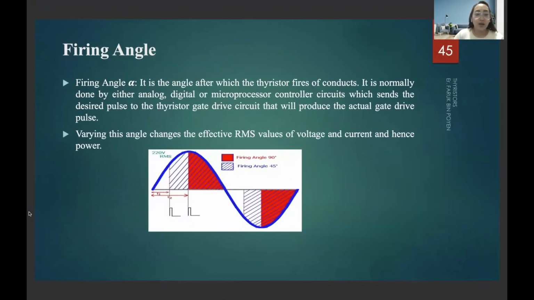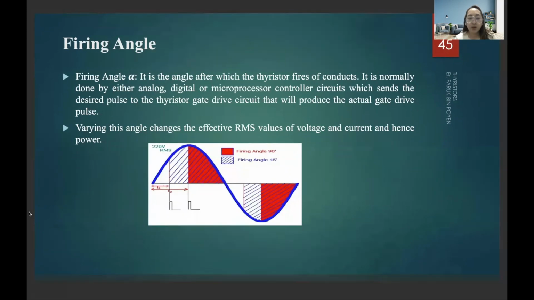So we have the firing angle. Firing angle alpha is the angle after which a thyristor fires or conducts. It is normally done by analog, digital, or microprocessor controller circuits which send the desired pulse to the thyristor gate drive circuit that will produce the actual gate drive pulse. Varying this angle changes the effective RMS value of the voltage and current and hence the power.